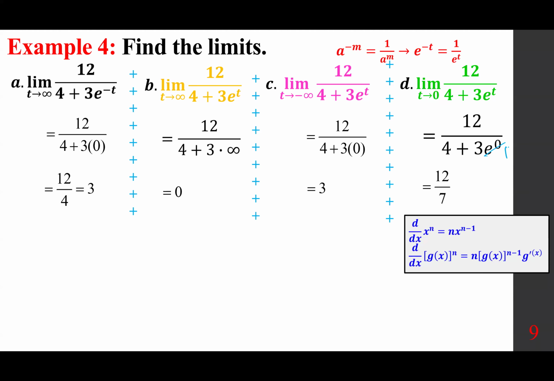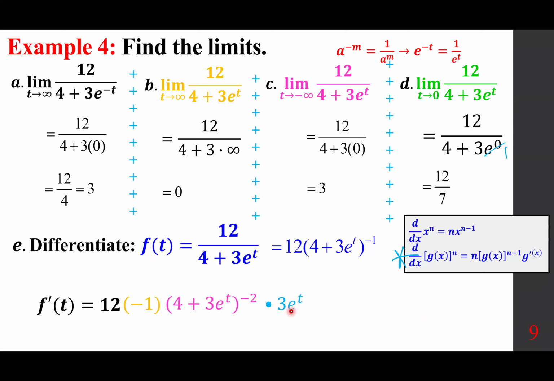So f prime is 12 times negative 1 times the same thing to the power of negative 2 times the derivative of the inside, 3 e to the power of t. And so I hope you see that the answer is a fraction bar. This with exponent negative 2 goes down, becomes positive 2. 12 times negative 1 times 3 e to the power of t is minus 36 e to the power of t, and we are done.